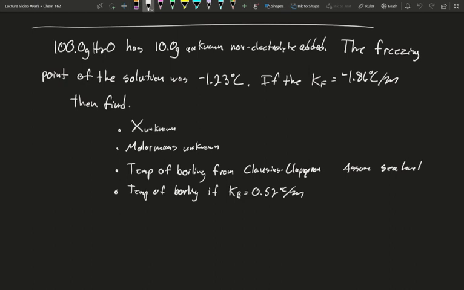If the K of freezing is negative 1.86 degrees Celsius per molal, use this info to find the mole fraction of the unknown, find the molar mass of the unknown, use the Clausius-Clapeyron equation to find the temperature of boiling. Go ahead and assume we're at sea level and that your delta H vaporization for water is 40,700 joules per mole. And also find the temp using our colligative property calculations, Kb of 0.52. Let's do that to compare the two. Go ahead and give these a try, see what you can solve, and then come on back.